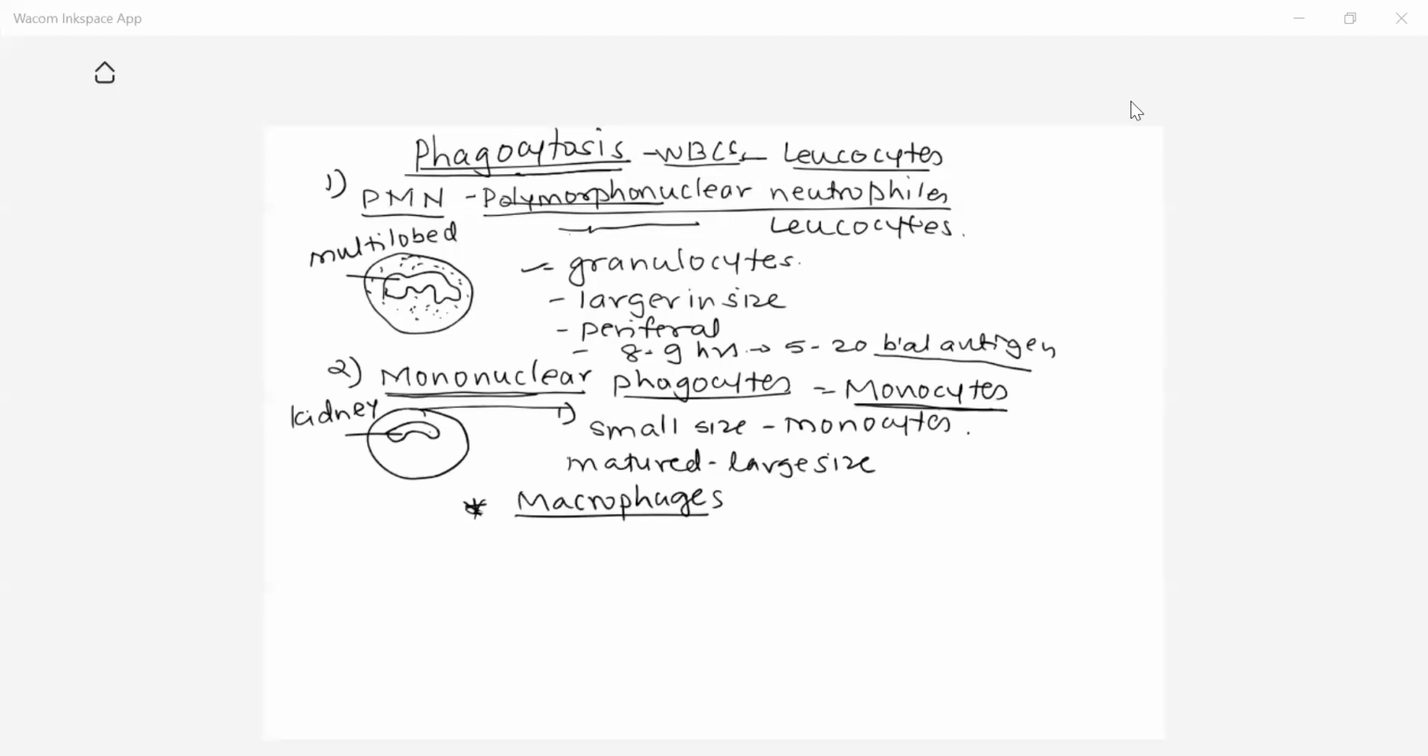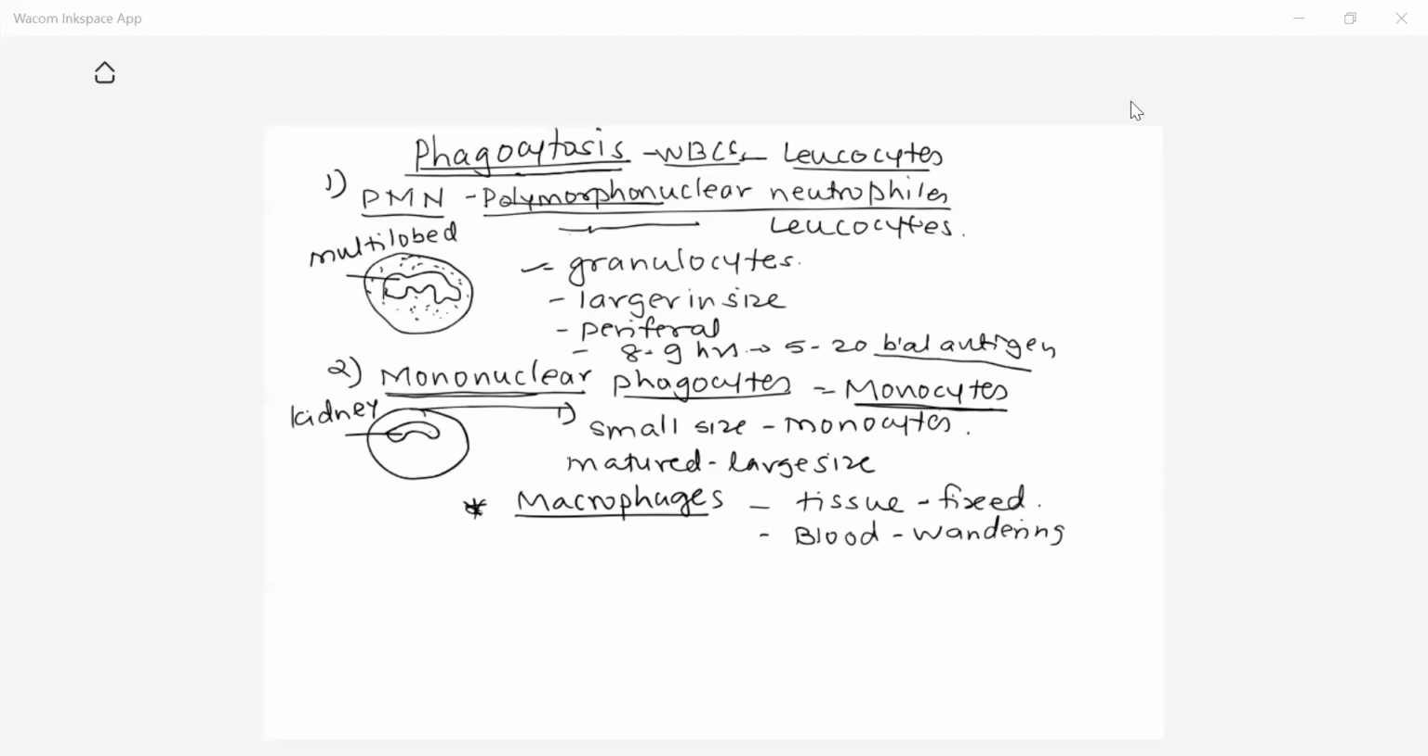After the maturation of monocytes, macrophages are formed, and some of the macrophages migrate into the tissues and get settled there, and some of the macrophages remain in the blood flow. They are called wandering macrophages, and those which get fixed in the tissues are called fixed macrophages.